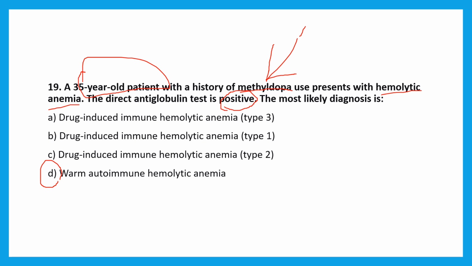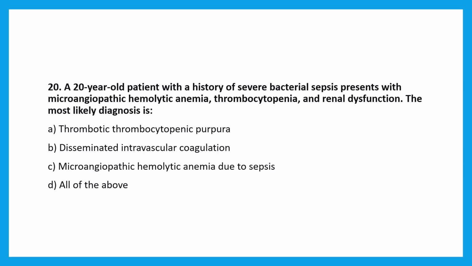Then number 20, a 20-year-old patient with a history of severe bacterial sepsis presents with microangiopathic hemolytic anemia. They present with thrombocytopenia and also renal dysfunction. What is the most likely diagnosis? Look at this. Is it thrombotic thrombocytopenic purpura? Is it disseminated intravascular coagulation? Is it microangiopathic hemolytic anemia due to sepsis? Is it all of these things?